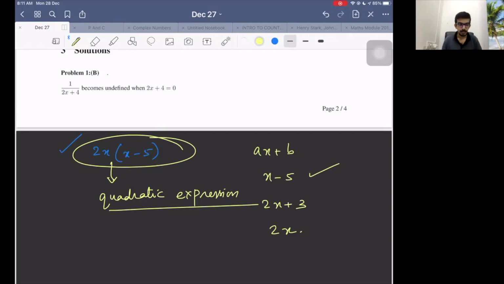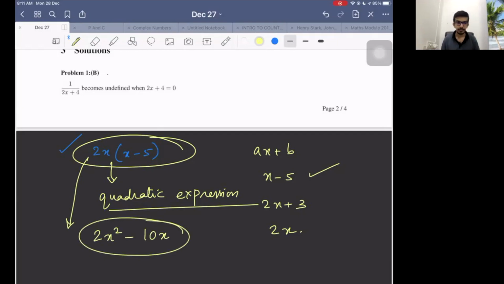Yes, right. A quadratic expression is nothing but a polynomial of degree 2. Just like linear is of degree 1, a quadratic is of degree 2. If you multiply this out, it is going to be 2x squared minus 10x. This is a quadratic. Now you understand why, because it's of degree 2.